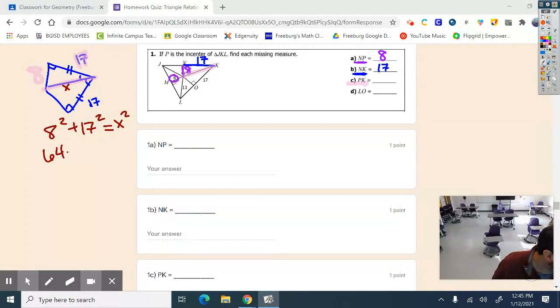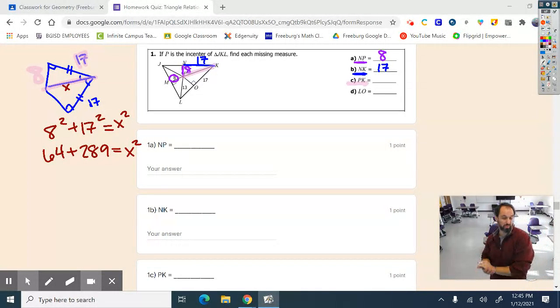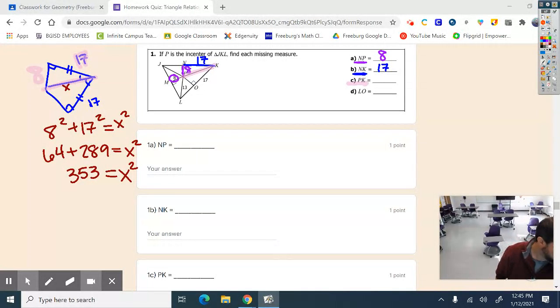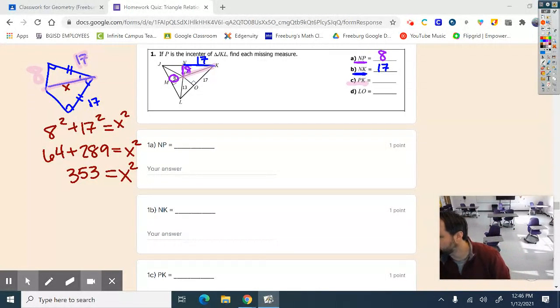So 64 and 17 squared, is that 289? Let's see how good my mental math is today. Add those together, you get 353. Equals x squared. So take the square root of both sides of that. Is that a nice number? Maybe not. Maybe it's around 19 something. Hold on, I'm gonna actually pull up Desmos.